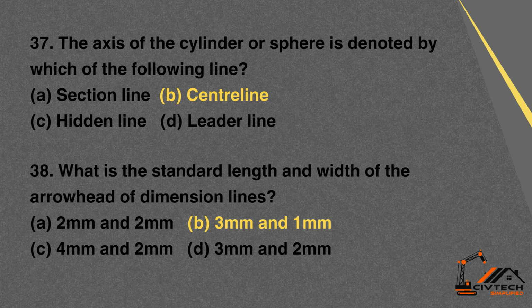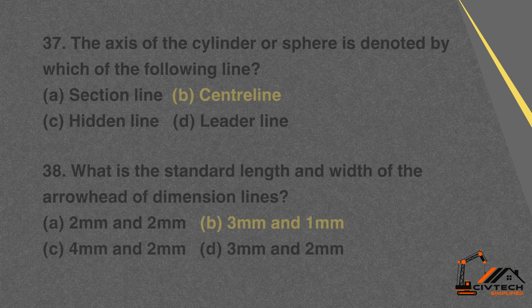38. What is the standard length and width of the arrowhead of dimension lines? A. 2 mm and 2 mm. B. 3 mm and 1 mm. C. 4 mm and 2 mm. D. 3 mm and 2 mm. Correct option, B. 3 mm and 1 mm.